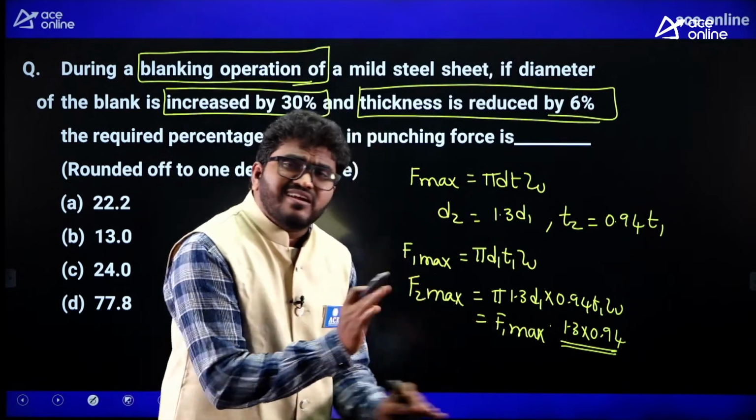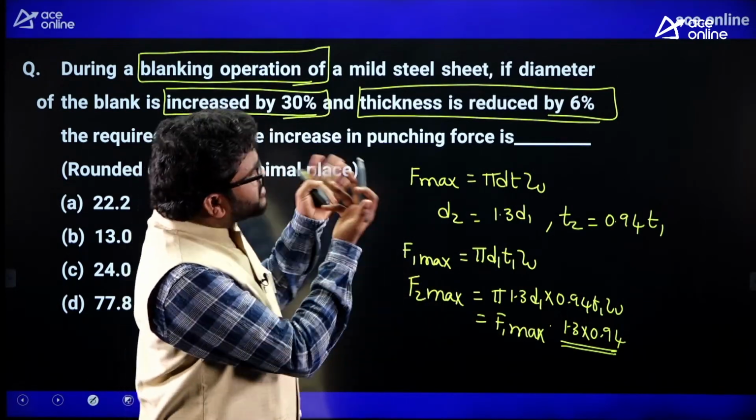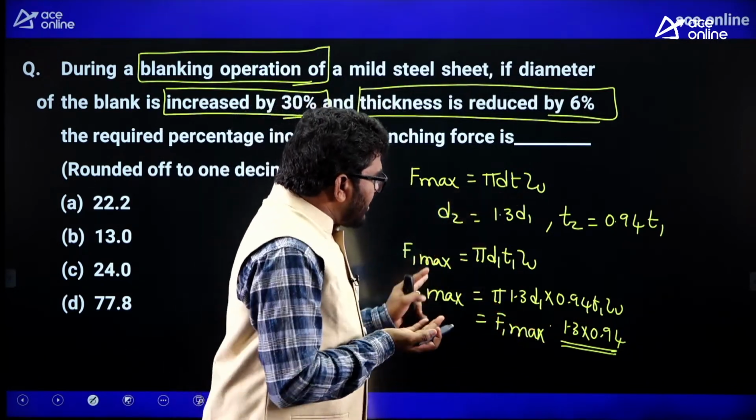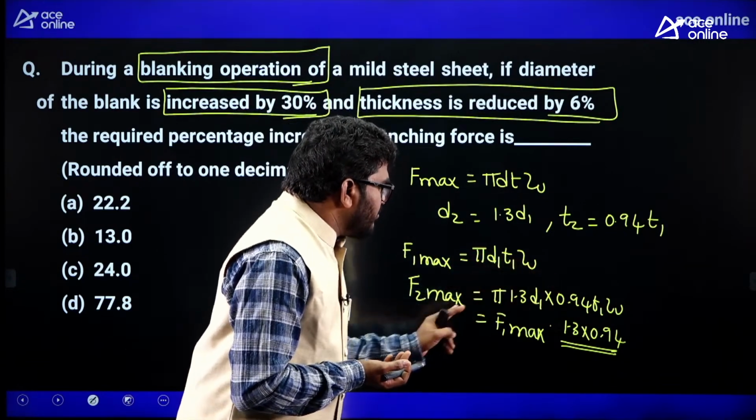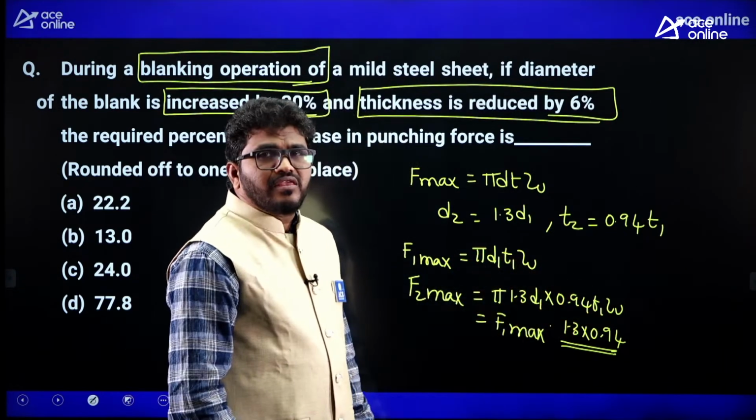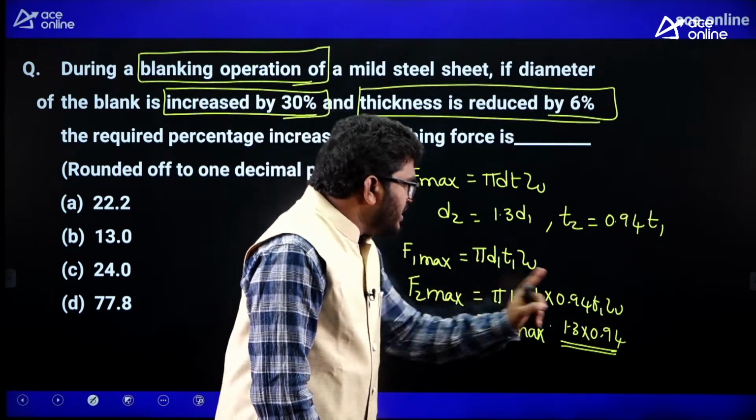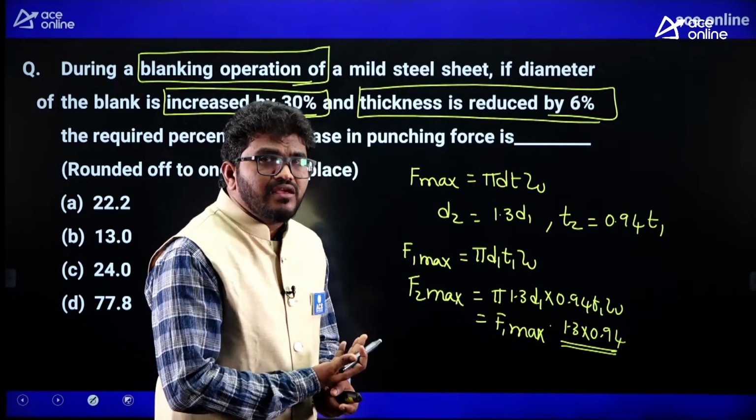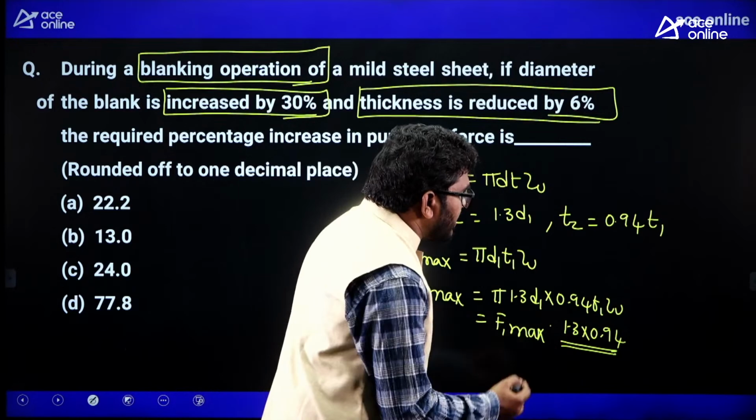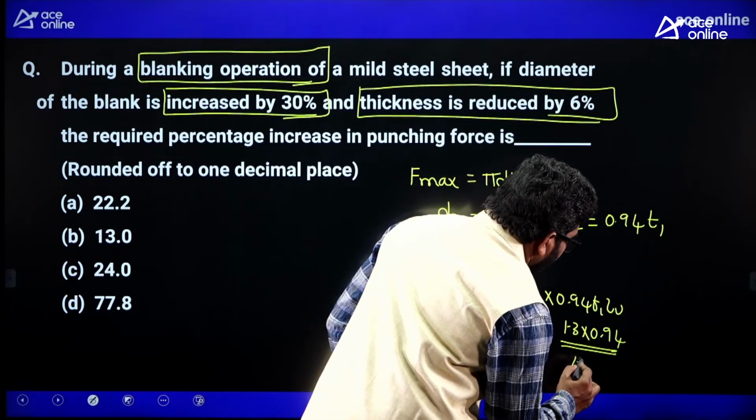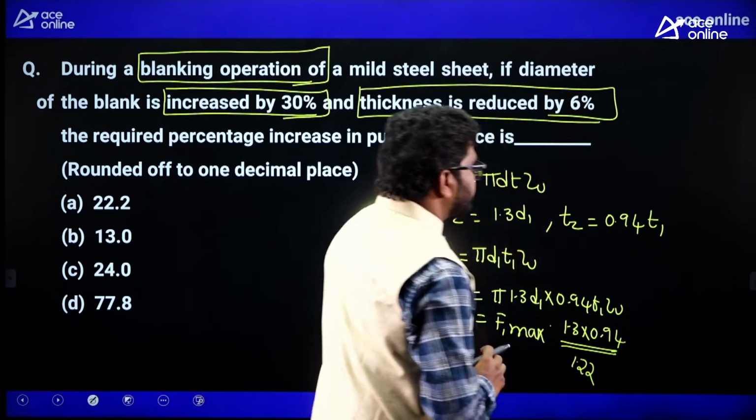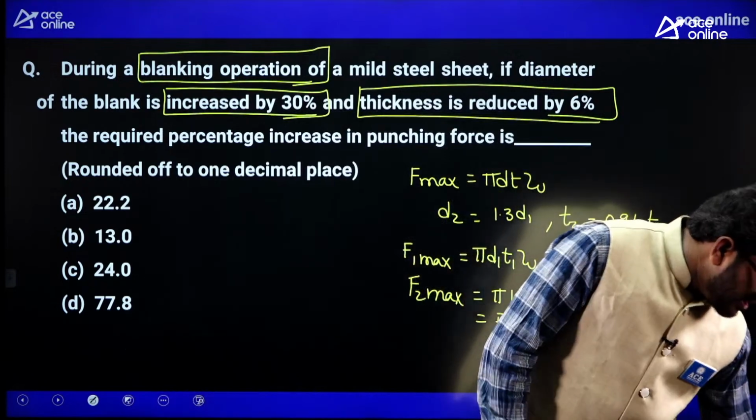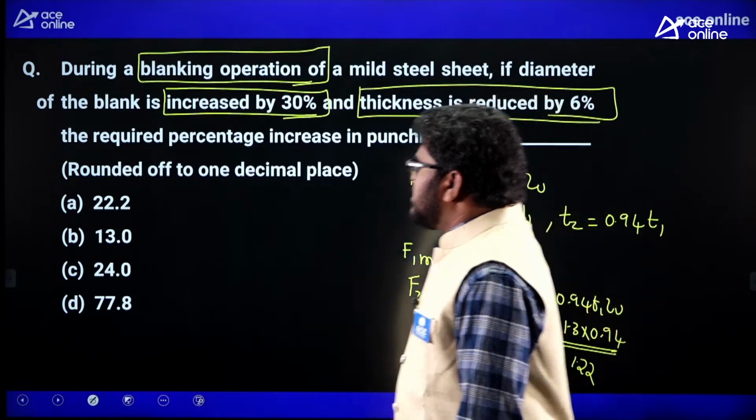Very simple, a calculator is not required. Most of you think it's a complex question, but it's a very simple question. If you know the formula, you will get the answer. F1 max is equal to pi d1 t1 tau u. F2 max equal to pi d2 t2 tau u. d2 equal to 1.3 d1. t2 is equal to 0.94 t1, 6% reduced. So if you multiply this, you will get approximately 1.22. So 22% is increased here. This is the correct answer.